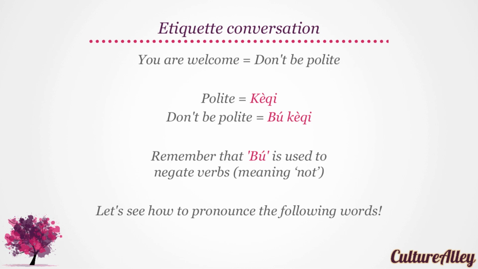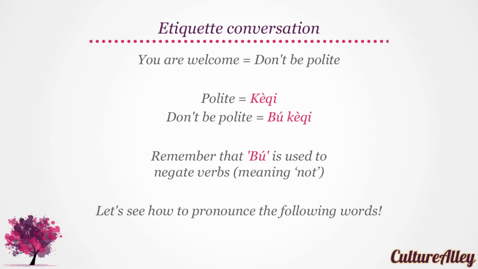In Mandarin, don't be polite is translated as not polite, because polite is an adjective and the to be verb is not used with adjectives in Mandarin. Let's look at the translation. Polite translates to 客气, and 不 means not. Thus, don't be polite translates to 不客气.